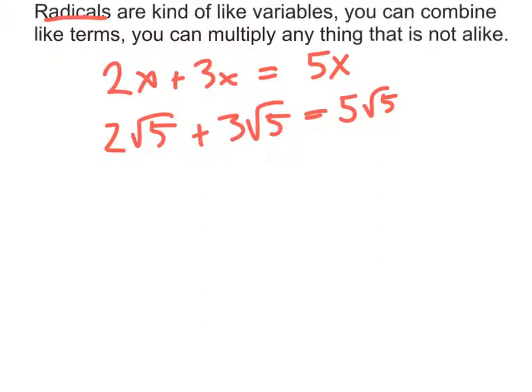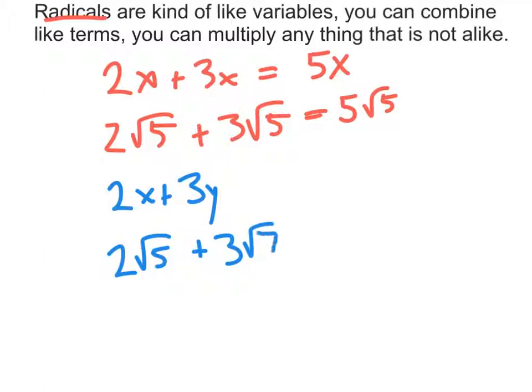You could combine the ones that are alike. Now check this one out. Let's say I had a 2x plus 3y, and I told you to add that. You can't add that. It doesn't work, right? And likewise, if you had 2 square root of 5 plus 3 square root of 7, you cannot add that, right? Just like variables. These terms are not alike, so you can't add 2x plus 3y. You would just leave it like that. These radicals are not alike. This one's a square root of 5, this one's a square root of 7. You cannot add them. You would leave them like that.